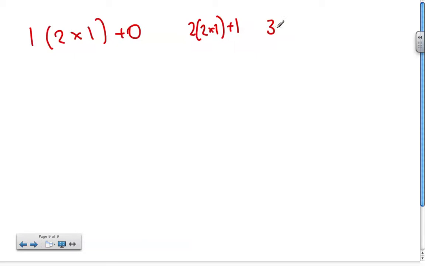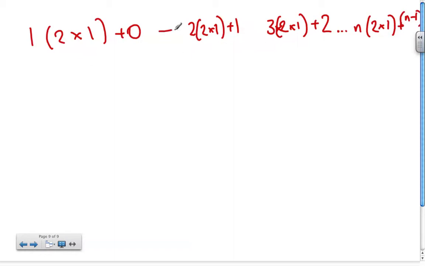So I had on the top story 1 lot of 2 plus 0. And then on the next story I had 2 lots of 2 plus 1. And then I had 3 lots of 2 plus 2. And then if I go to the last one, I had n lots of 2 plus n minus 1. So then we need to actually work out, well, how can we add all these up?